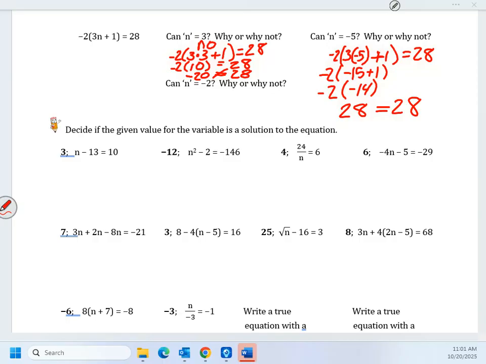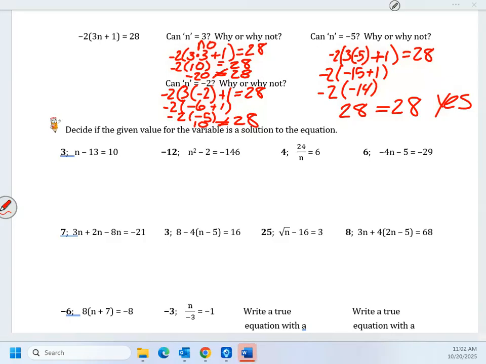Can n equal -2? So we can't just say no because we know this one was a yes. We have to show the work, right? So we're going to put it in, -2 times 3 times -2 plus 1 equals 28. So here 3 times -2 is -6 plus 1 times that -2. -6 plus 1 is -5 times -2. That equals a positive 10. Positive 10 does not equal 28.